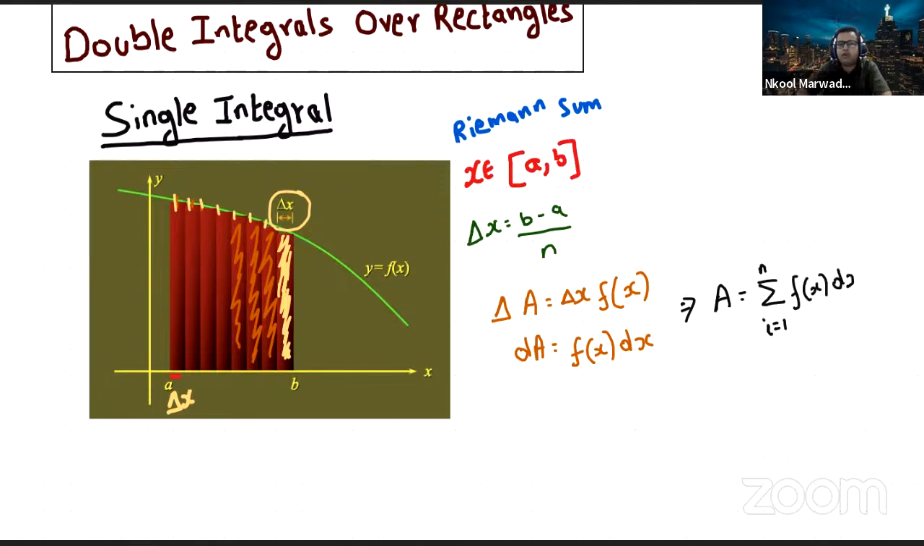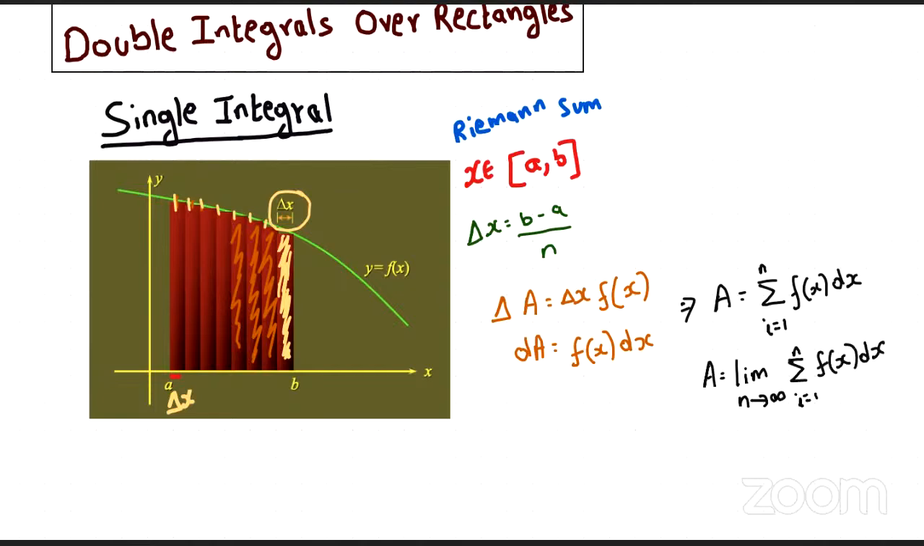Now I want to break this rectangle into infinite parts, because the smaller the width, the smaller the delta x, the more accuracy we will get in terms of finding the area. So I will say that the area under the curve will be the limit as n tends towards infinity of the summation of i equals 1 to n of f(x) dx. Any doubt till here?